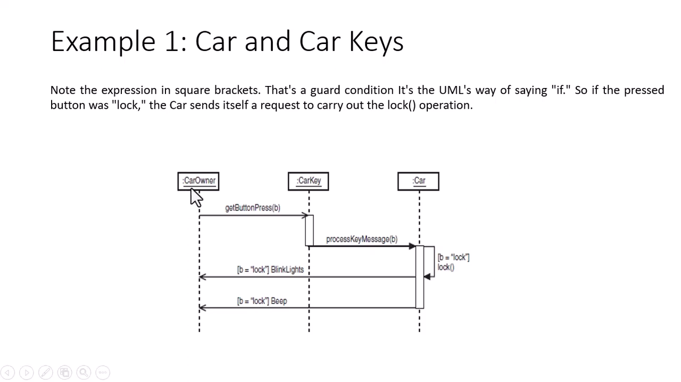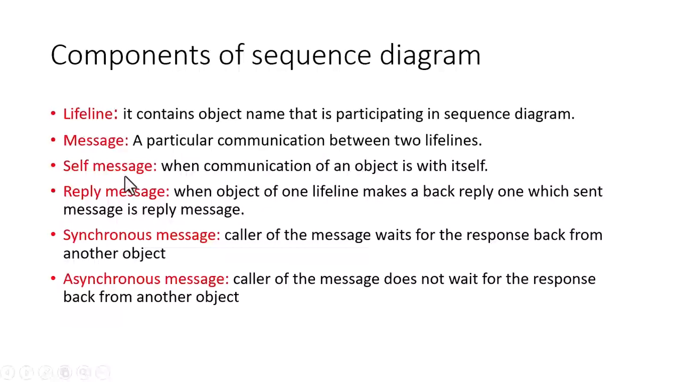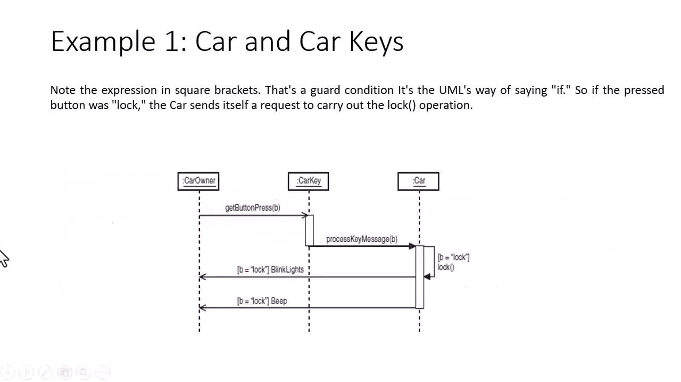So you can see the instructions start from left to right. The message flow, the communication, starts from left to right. So the owner gets a button press. This is the instruction sent through a key, the car key. Then the process key message goes to the car. Then the car, this is a self message. We talked already about self message, when an object communicates with itself. So this is the self message of the car to itself.